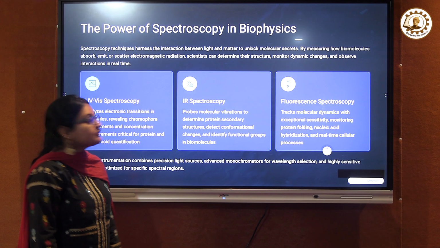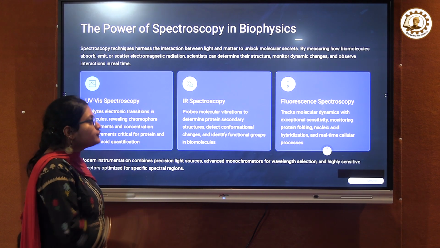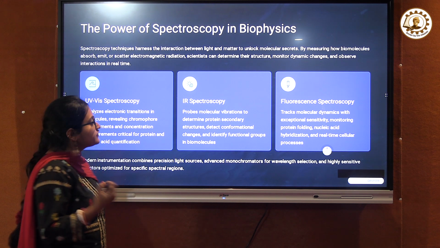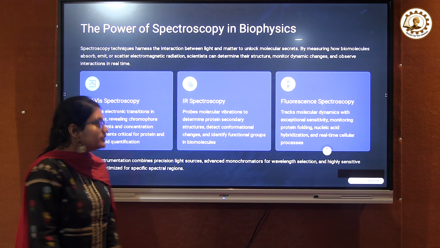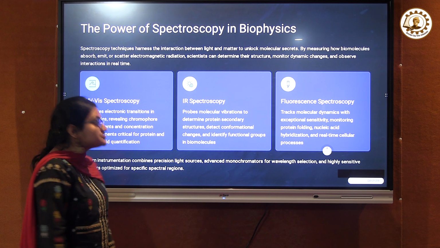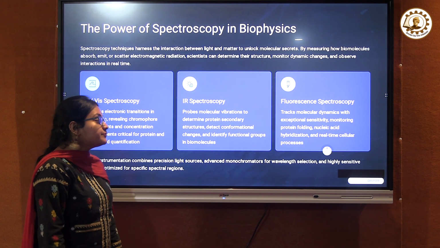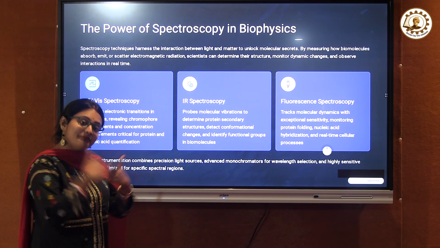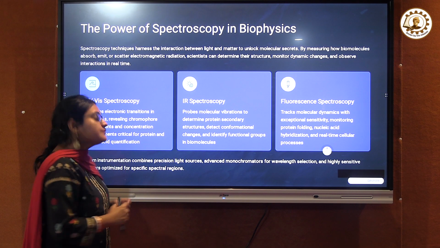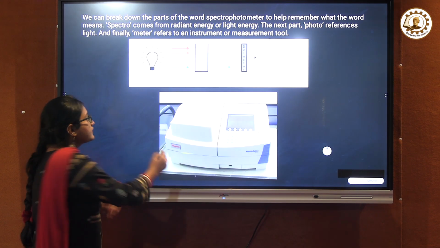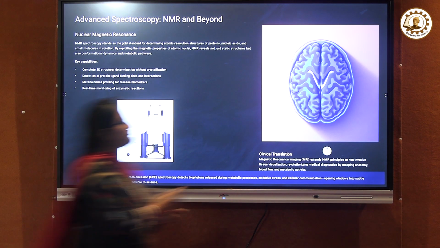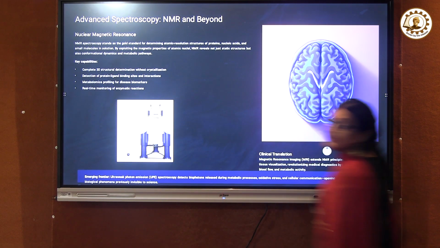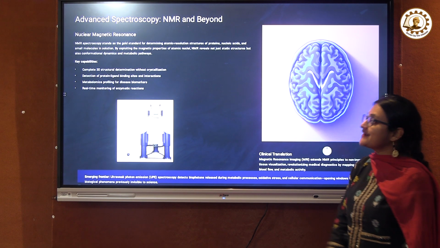And then fluorescence spectroscopy. It emits fluorescent light, fluorescent color, and tracks the molecular dynamics with exceptional sensitivity, monitoring protein folding, nucleic acid hybridization, meaning where two DNA strands bind, and real-time cellular processes. And currently, nowadays, very much used is NMR, or nuclear magnetic resonance.